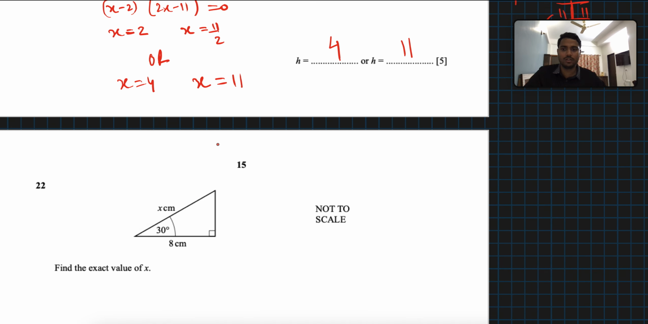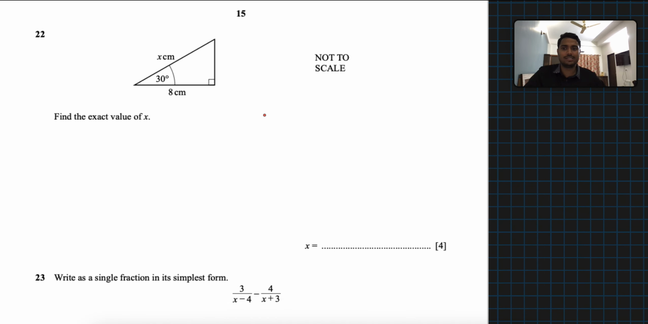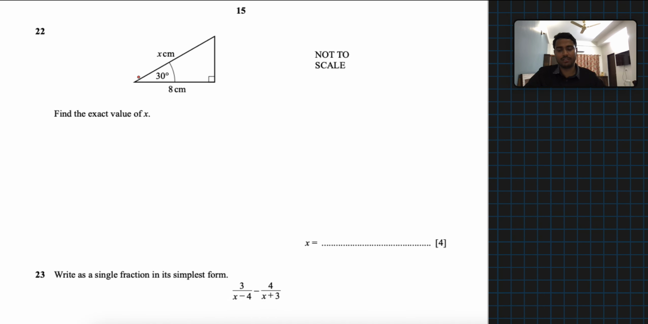Moving on to the next question, question number 22. It says find the exact value of x. We have the base given, so cos theta, cos 30 degree. Cos theta is base upon hypotenuse, so base is 8, hypotenuse is x. x is going to be 8 over cos 30.